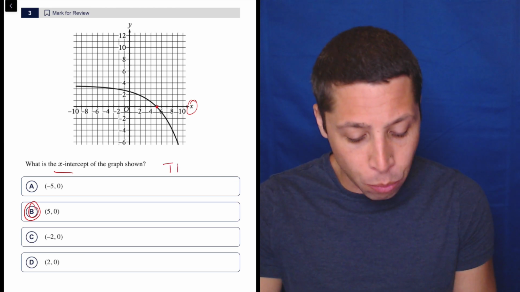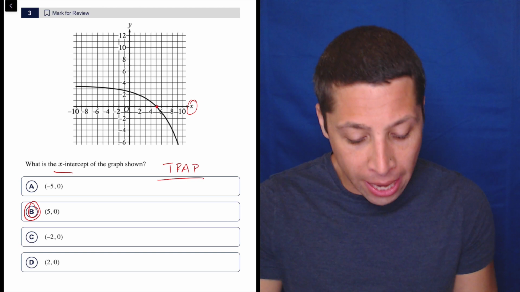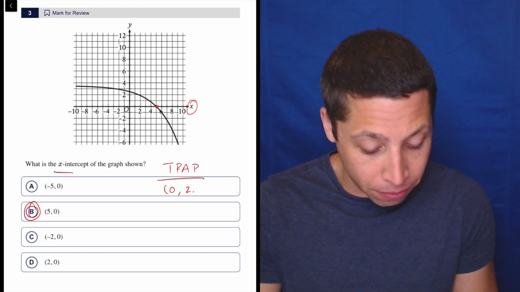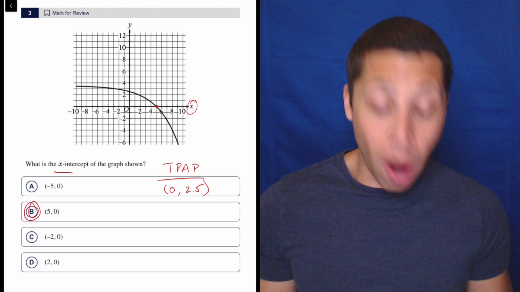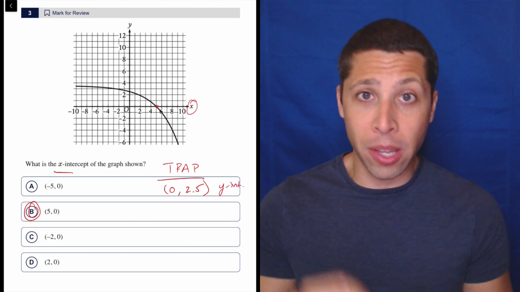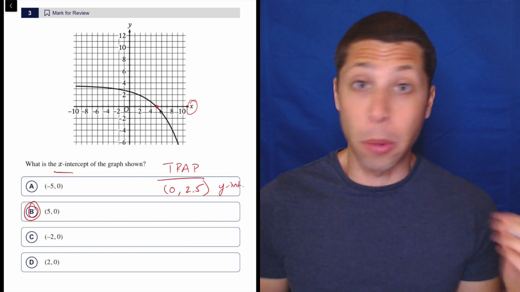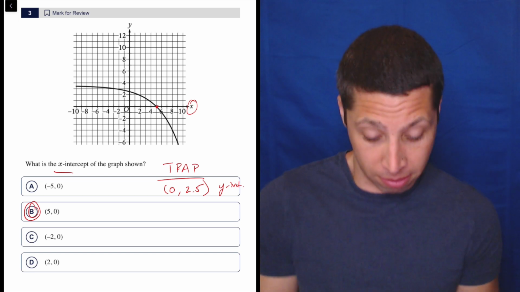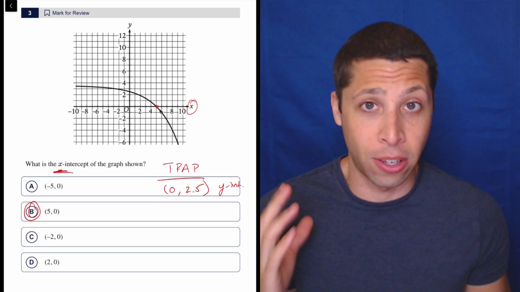What could have happened? Well, we would have maybe had the point, I don't know what that is, (0, 2.5) roughly, which is the y-intercept, right? So that is very common that people confuse those two things, the x-intercept, the y-intercept. For whatever reason, maybe we just have one that we tend to gravitate towards, but it's very clearly asking for the x, so that's important.